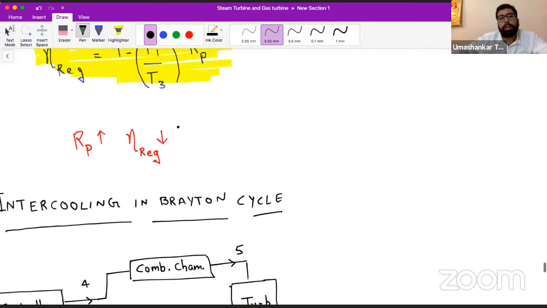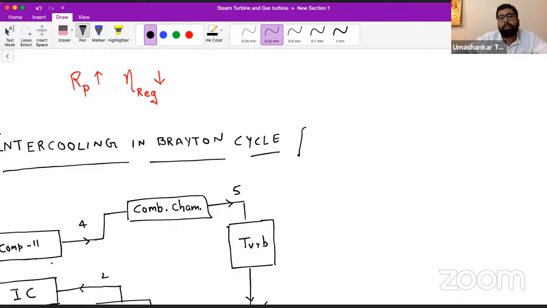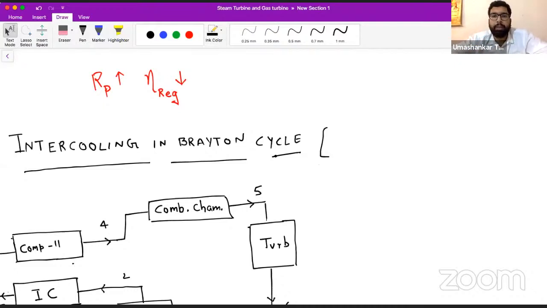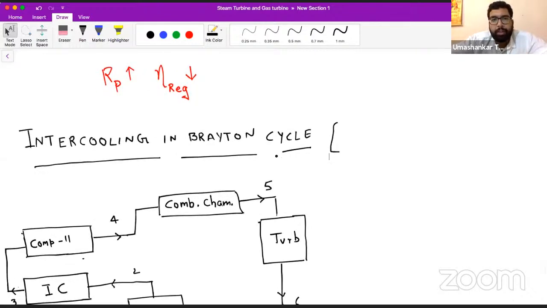So now let's see one thing. What is the intention of doing intercooling? Later on we'll see. I will try to cover it in this session only, if we can cover it quickly. In intercooling, and later we are going to see the reheating cycle also, the purpose of intercooling and reheating both is to increase the net work done.